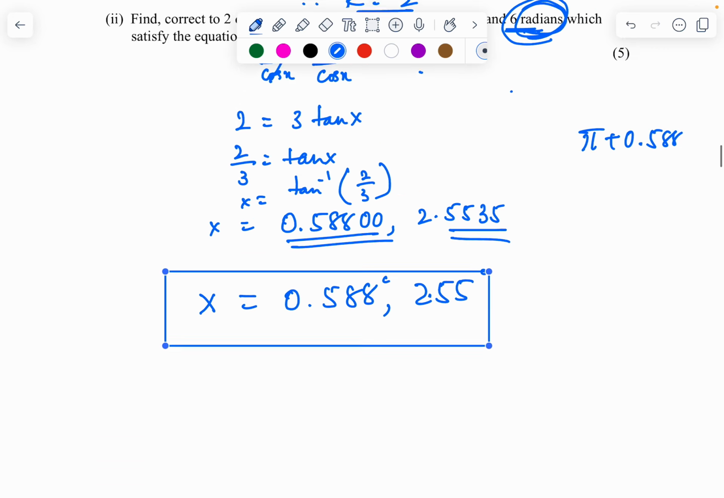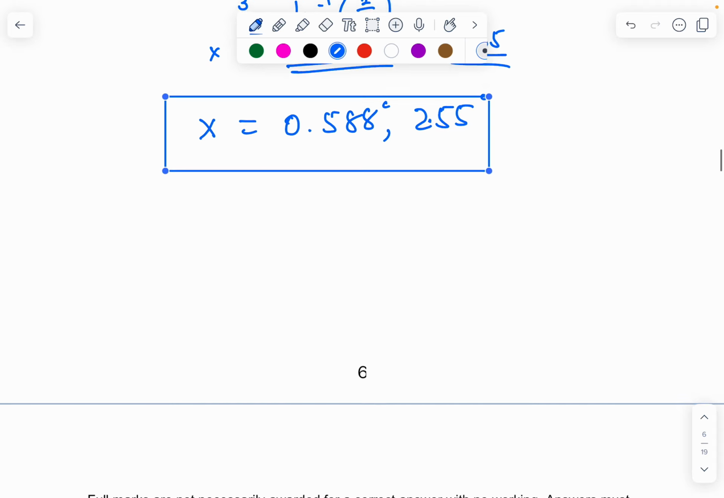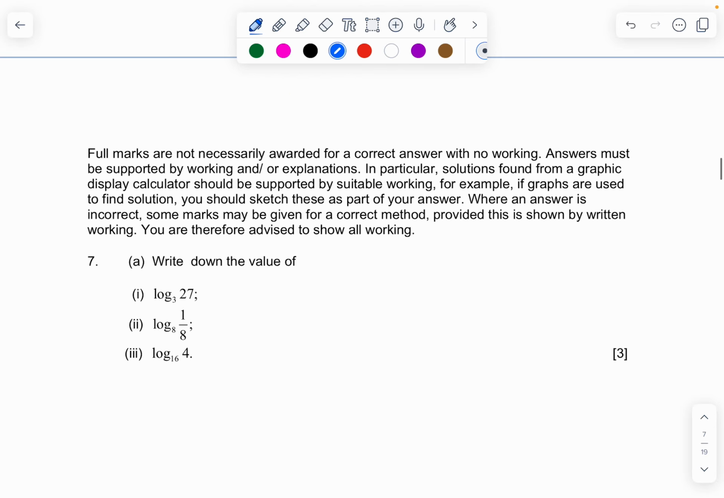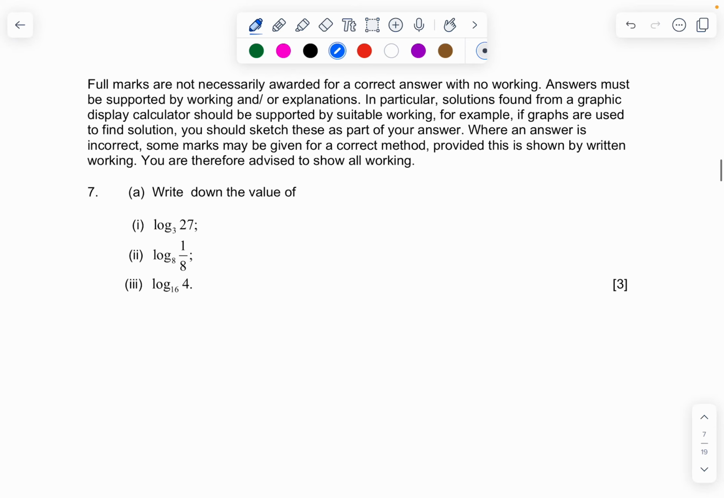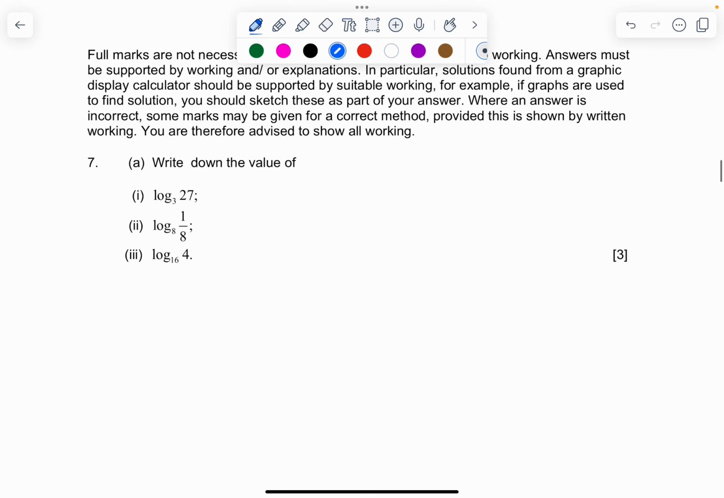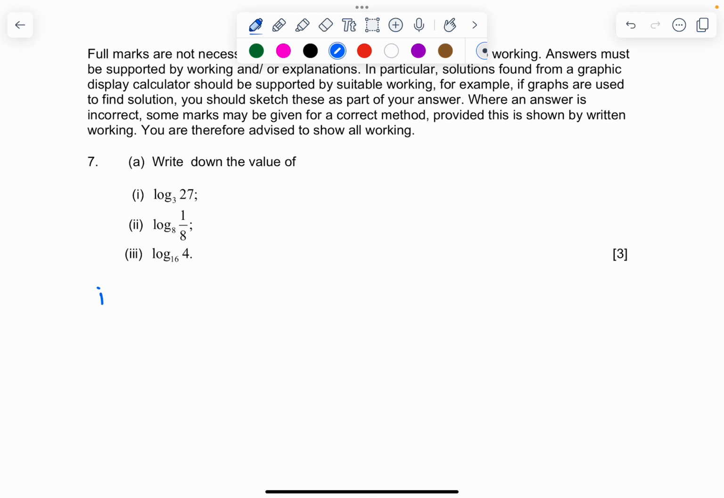Okay, how many marks was it? 5 marks. Wow, this is easy to score 5 marks. Question number 7. Write down a value of log base 3 of 27. So let's write log base 3 of 27.